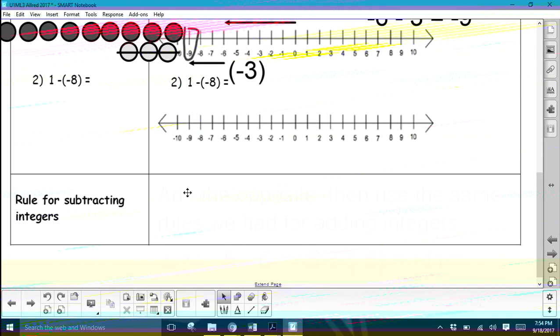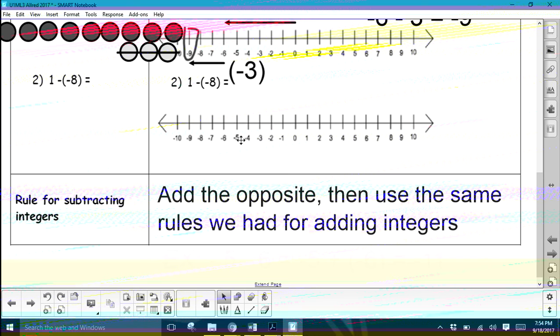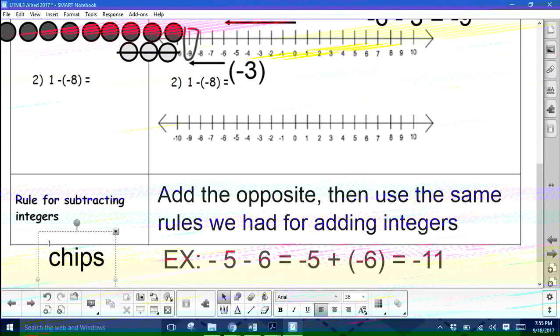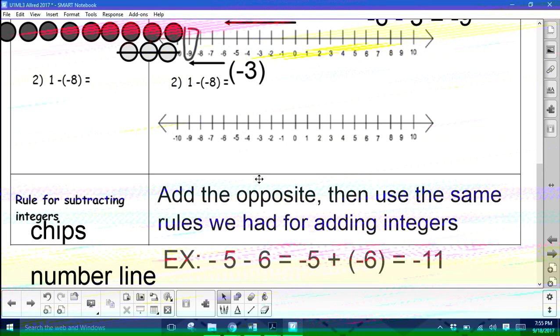When you want to subtract integers, you can add the opposite and then use the same rules we had when we added integers. So if you have, for example, a problem that says -5 minus 6, it might be easier for you to think of that as -5 plus -6, which we know is -11 because we can add those negative signs together. So you're going to add the opposite and use the same rule for adding integers. Okay? If that still doesn't make sense, you can always use chips. You can always use a number line. Those are still both acceptable forms of mathematics, but here's my rule. Add the opposite and use the same rules we had for adding integers.